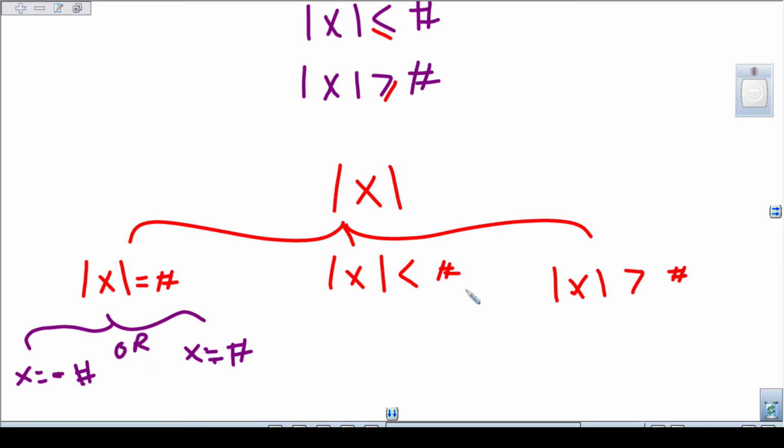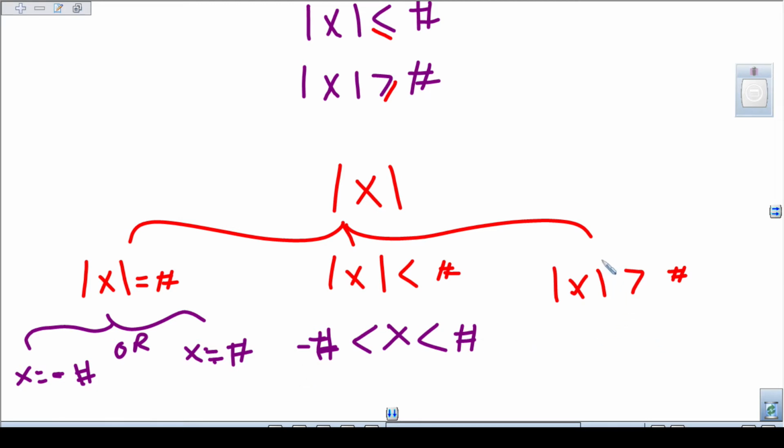The absolute value of x less than a number, this case is called bounded. You're bound between 2 numbers. Whatever is inside the absolute value is bound between the negative of whatever number you're talking about here, or the positive of that number. So one more time. When you talk about the absolute value, case number 1, equal to a number, you split: either you equal the negative number or the positive of that same number. If you are less than that number, or less than or equal to, you're bound, in between the negative and the positive of the number.